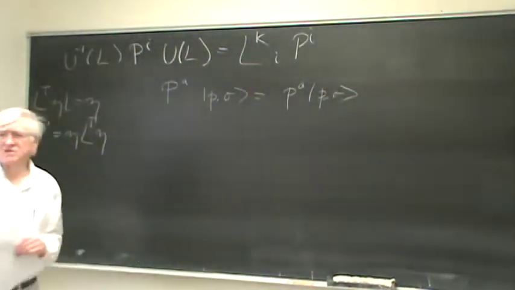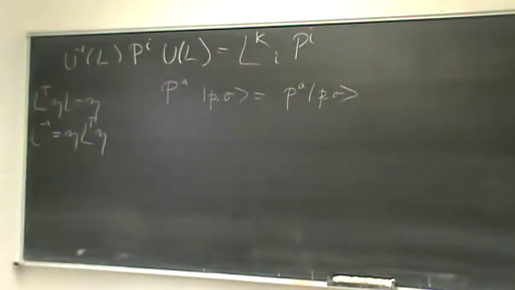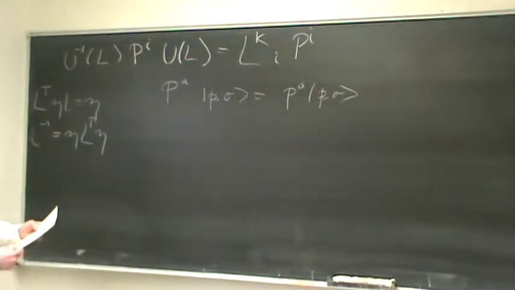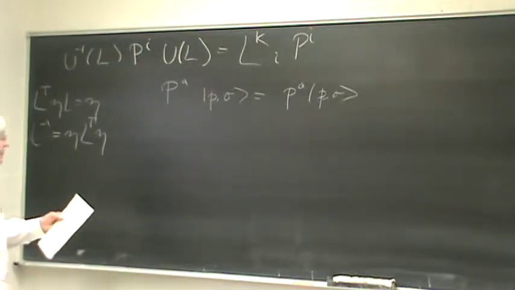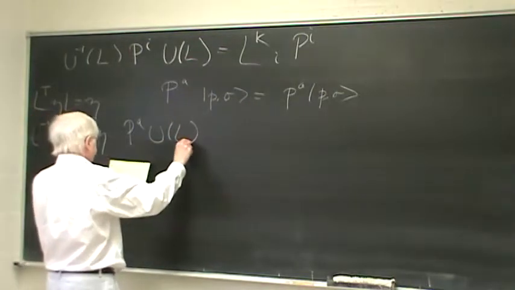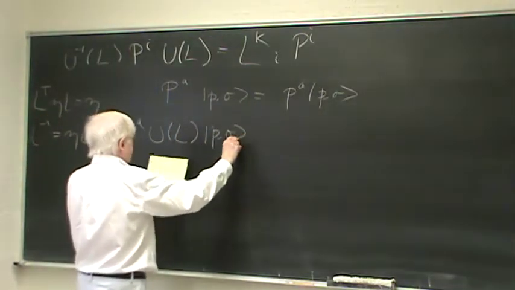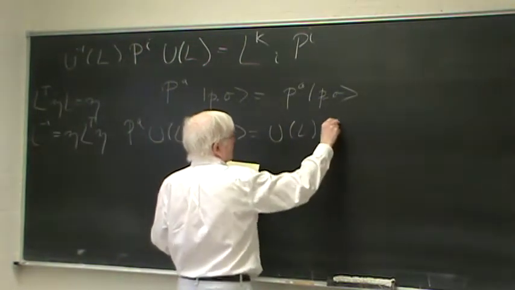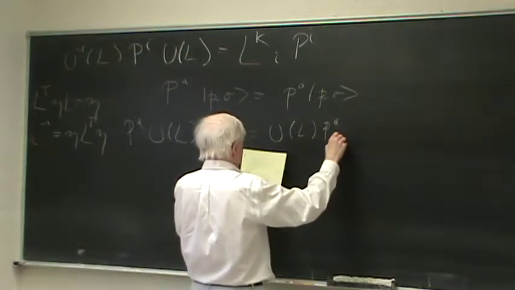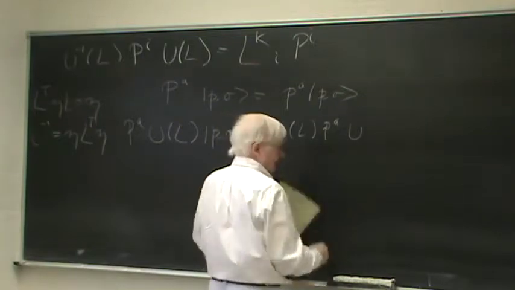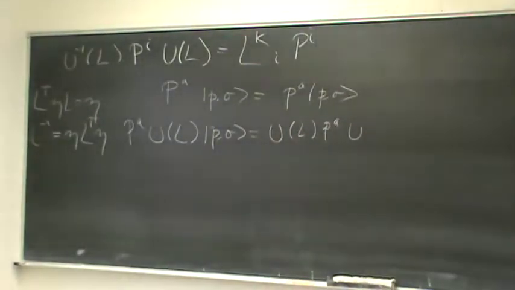So I'm basically going to be translating and trying to simplify Weinberg's chapter 2 here. And in particular, P_mu U of L on p and sigma, well, we can say that this is U of L P_mu, sorry, U of L, let me read my own notes, hold on.